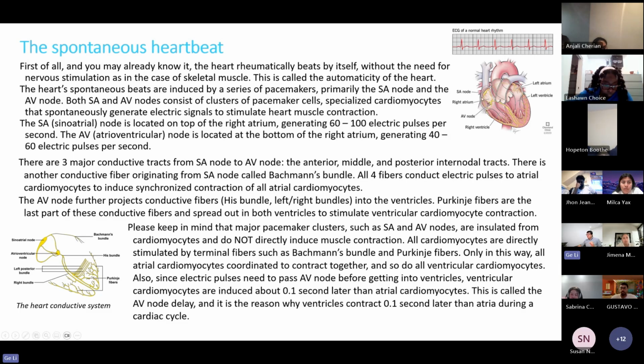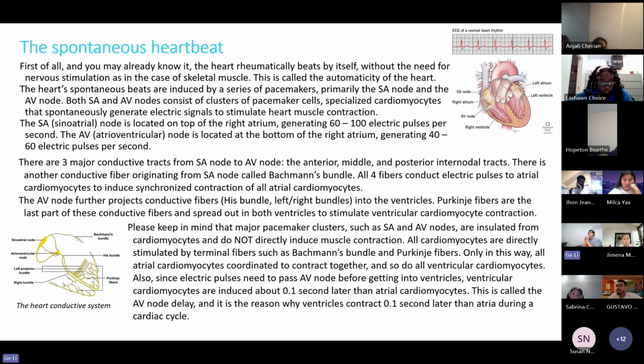Now I'm going to talk about something very important in the heart. In the last class, we talked about the atrium and the ventricle. The atrium contracts first, and then the ventricle. In both cases, when the ventricle wants to contract, each single cardiomyocyte in the ventricle must contract together. Otherwise, it cannot generate this strong power to squeeze the blood out.